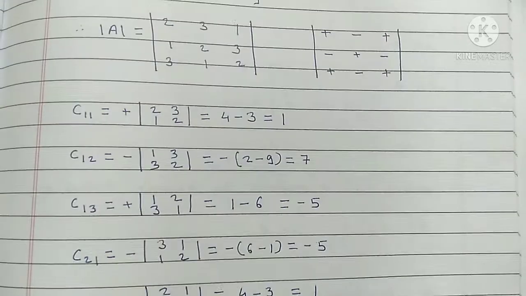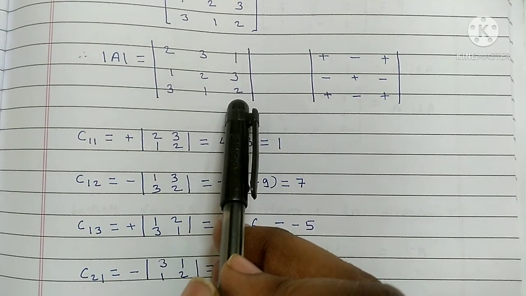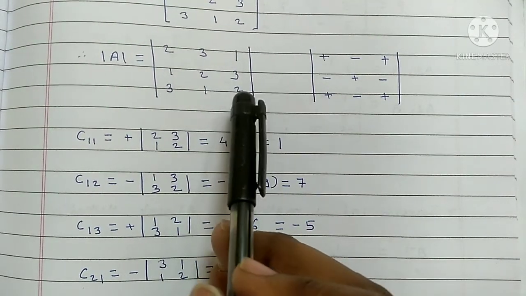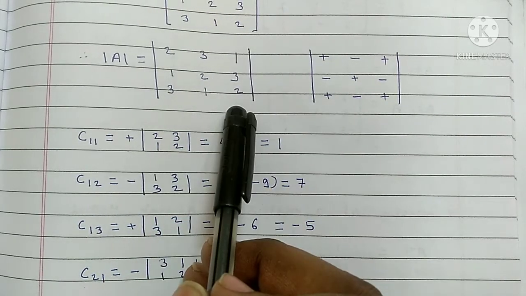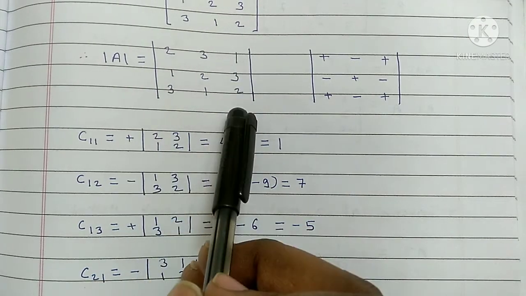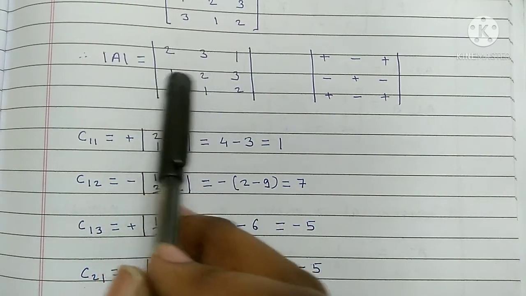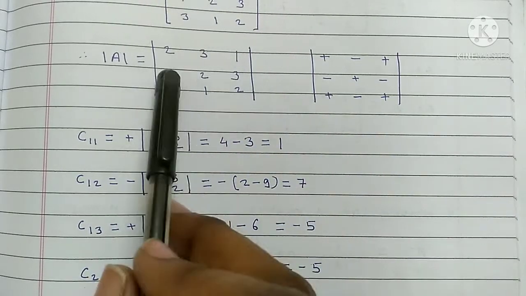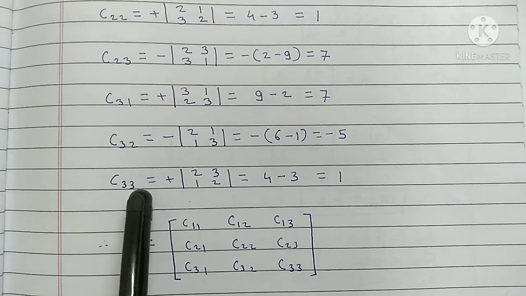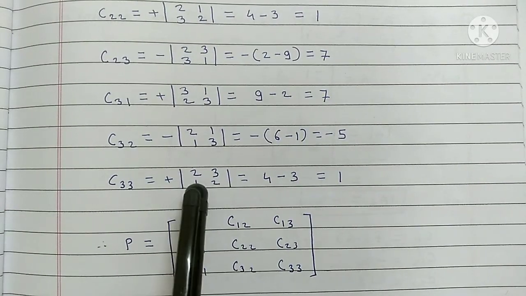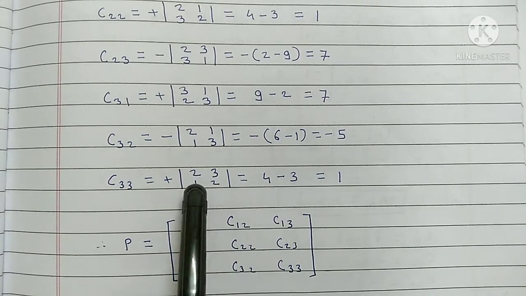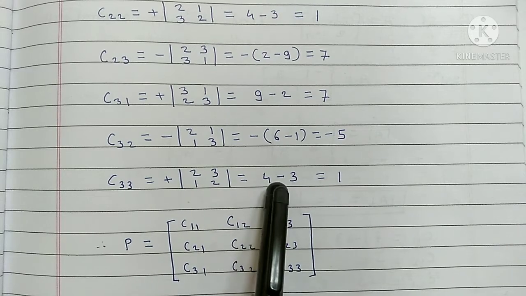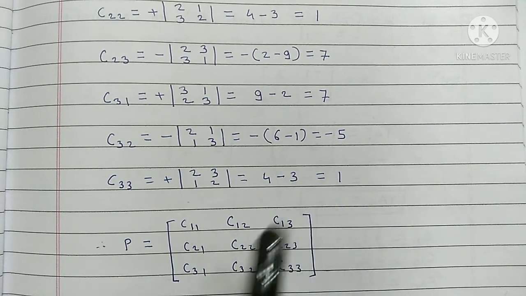Now next is C33. C33 means last element, which is 3, 3, 3. Corresponding sign plus, it is in third row and third column. So delete third row and third column. So it is 2, 3, 1, 2. So C33 is equal to plus sign determinant of 2, 3, 1, 2. So 2 into 2, 4, minus 1 into 3, 3. So 4 minus 3 is 1.